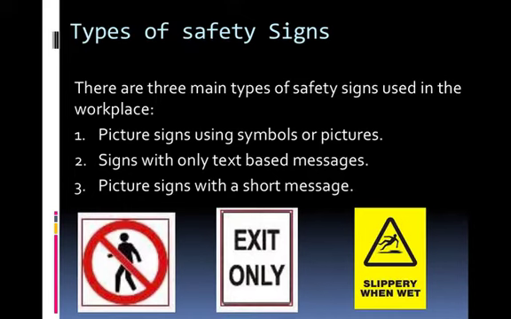So there are different types of safety signs, and long and short, you have three main types that we're focusing on. You have one, the picture sign with just symbols or pictures on it. You have two, signs with only text-based messages. And three, picture signs with a short message. So the first one, let me see if you can guess which one it is.